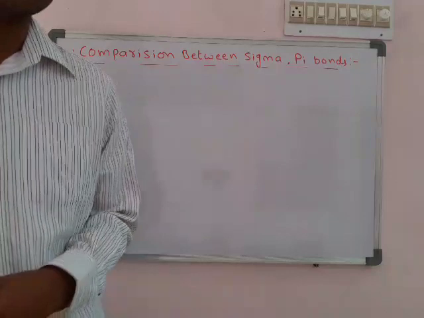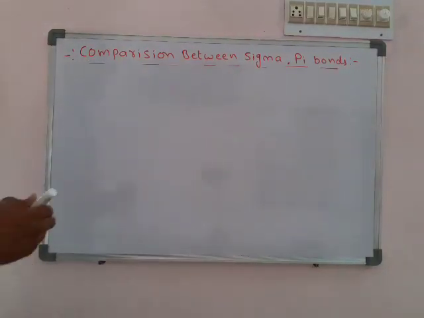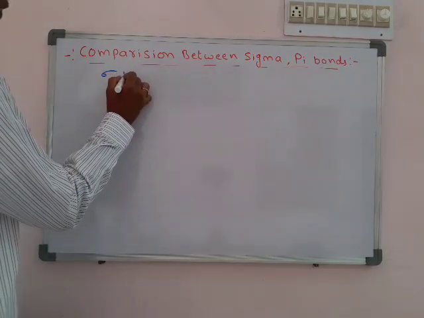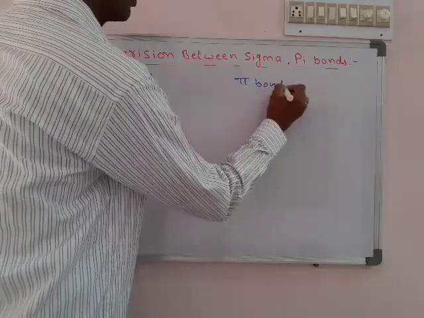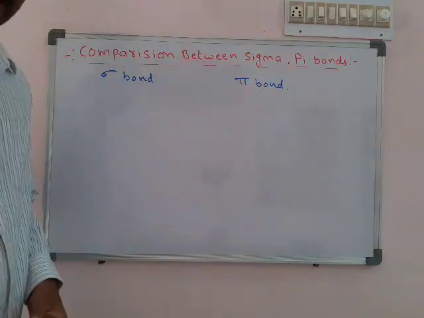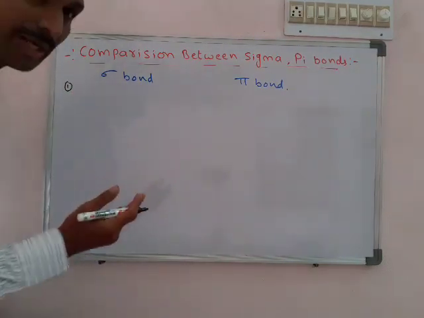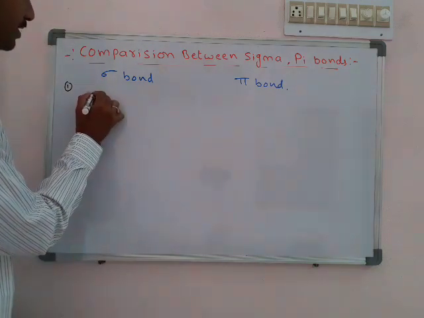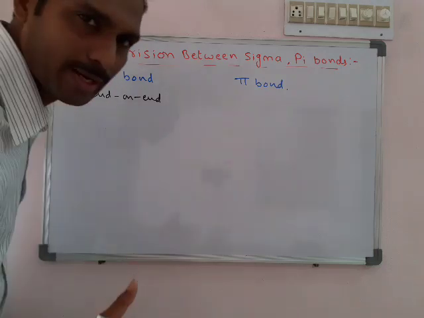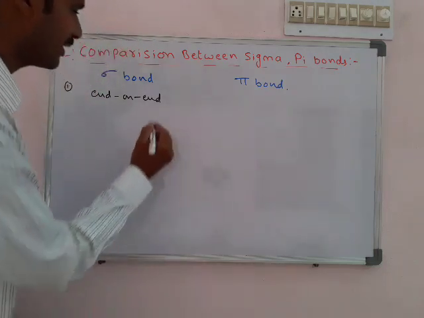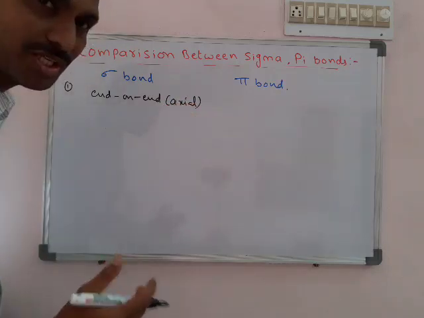So already we know the definitions. First, see here we are writing about the sigma bond and about the pi bond. Now the main difference is in their formation. So how does the formation of a sigma bond take place? Sigma bond takes place by which type of overlapping? That is called end-on-end overlapping, which is also known as axial overlapping.